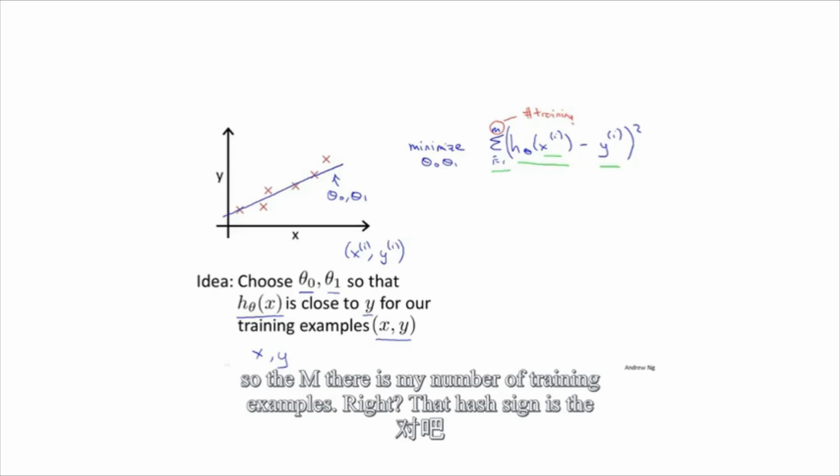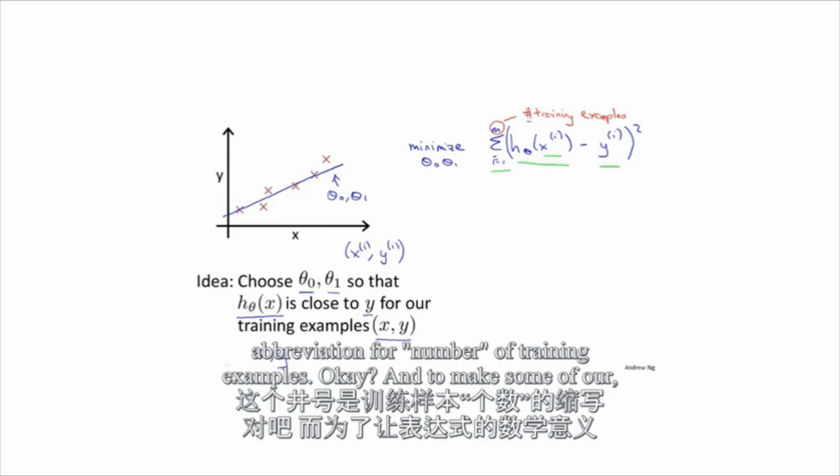And just to remind you of your notation, m here was the size of my training set, right? So the m there is my number of training examples. That hash sign is the abbreviation for number of training examples.